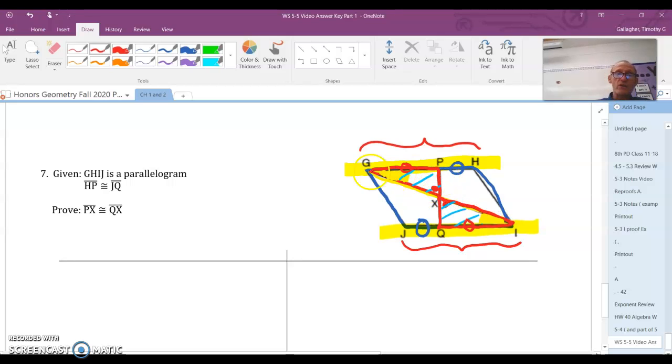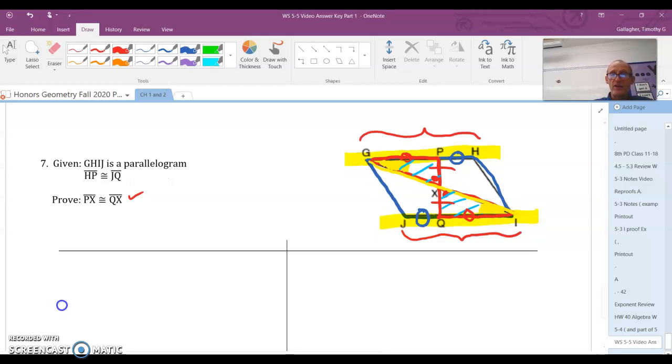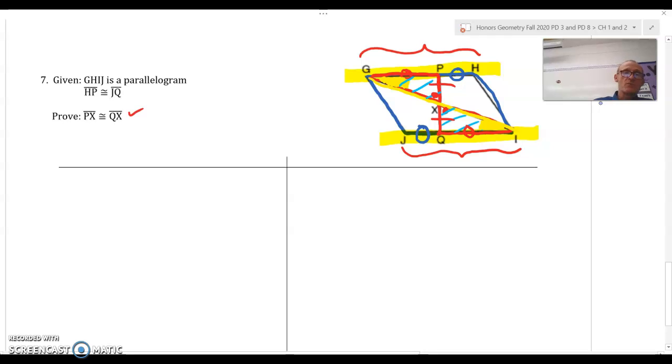And we want to prove that PX and QX are congruent, and they're going to be congruent by CPCTC, QX and PX. All right? So that's how I'm going to go about doing this proof. There's another way to do it, but I'm going to take a look at tackling that. Okay? So here we go. I'm going to do this proof.